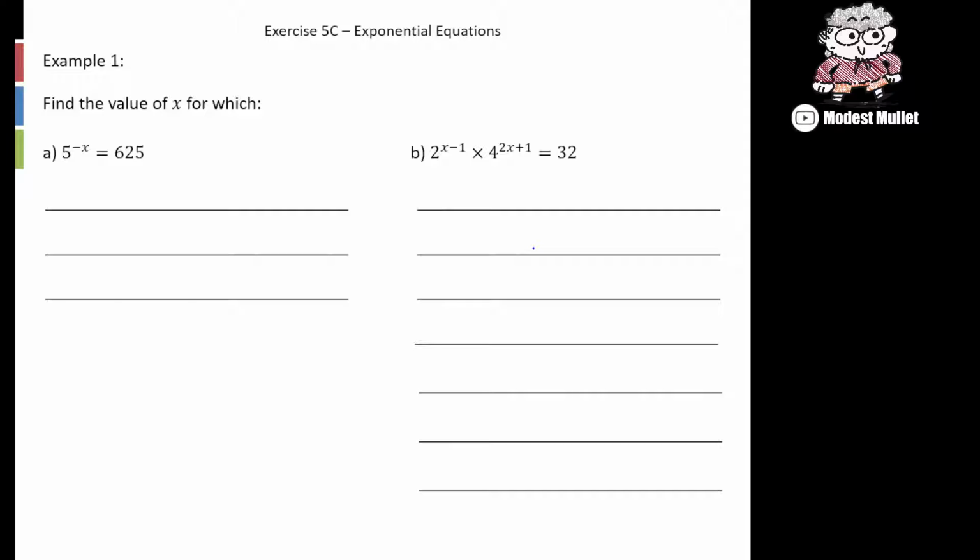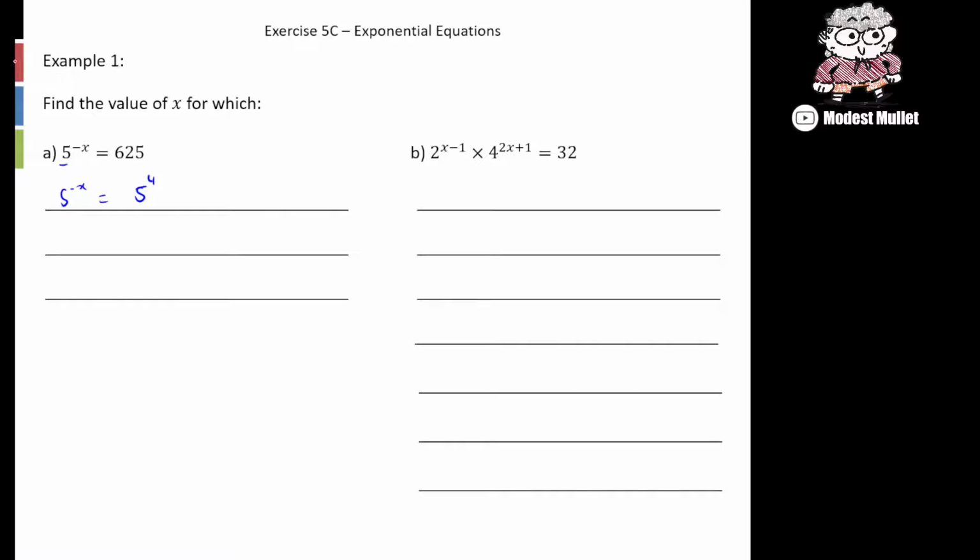So we've got 5 to the negative x equals 625. Straight away the 5 is a giveaway to what we should make the base. So we get 5 to the negative x is equal to 5 to the power of something that gives us 625. Now 5 squared is 25, times by another 5 is 125, that's 3, then to the power of 4, so 5 to the power of 4.